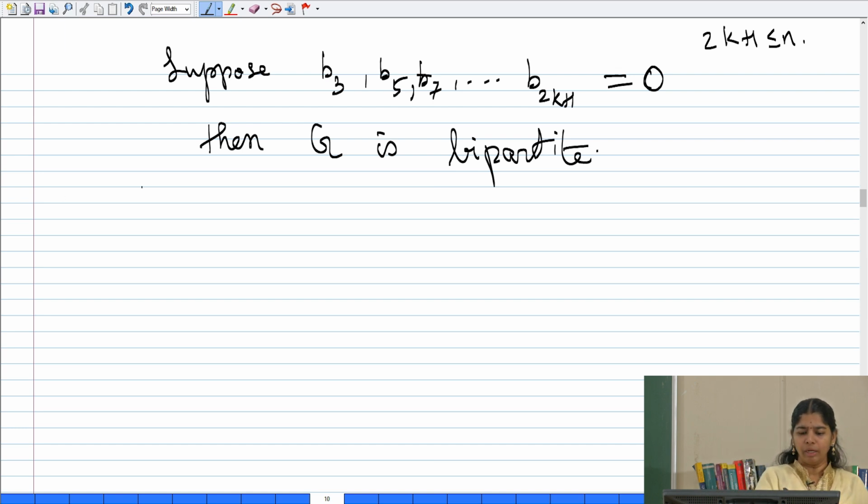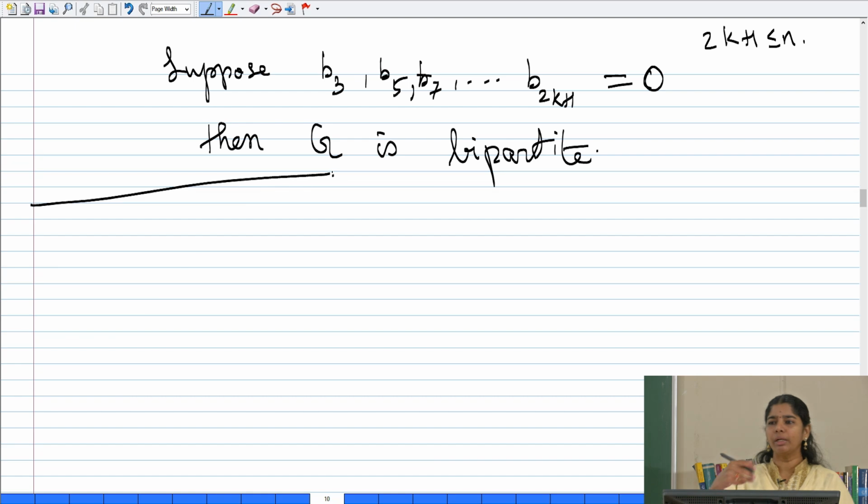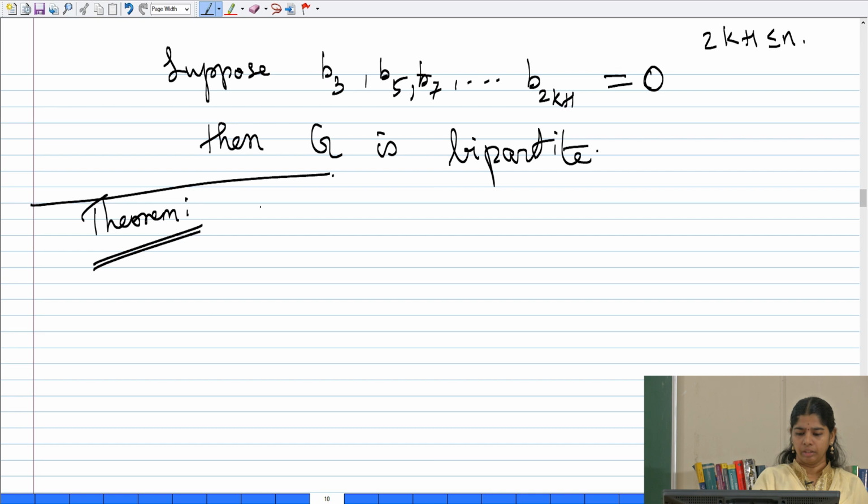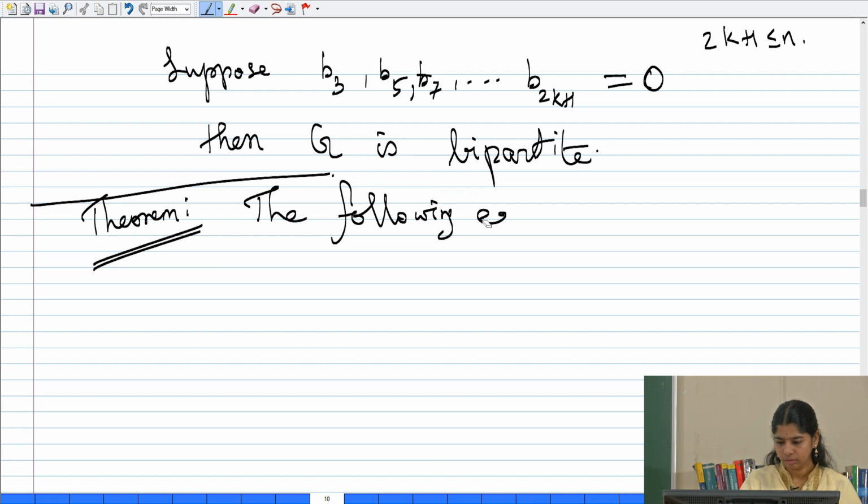So, now we will go into our characterization. Now, we will combine all these results connecting to the bipartite graph. So, we have an equivalent theorem which says that the following statements are all equivalent about a bipartite graph.